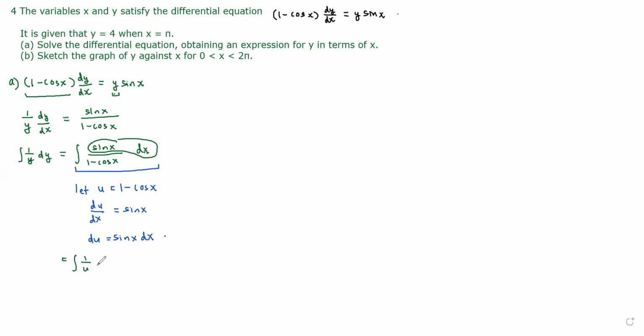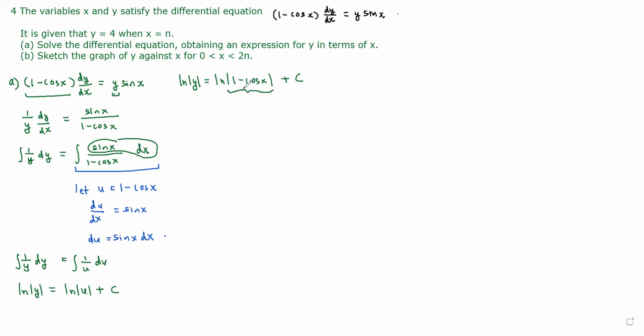So we have 1/u du on the right, and on the left, we still integrate 1/y with respect to y. Integrating both sides, we have ln of the absolute value of y equals ln of the absolute value of u plus c. Now we replace u with 1 - cos x, so that ln|y| equals ln|1 - cos x| plus constant of integration c.